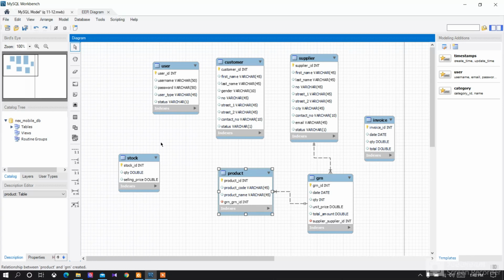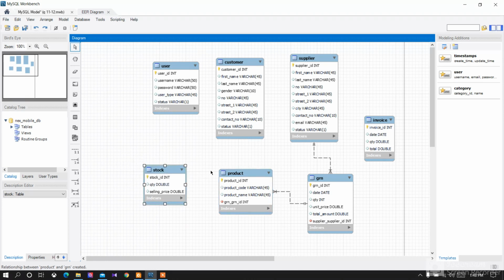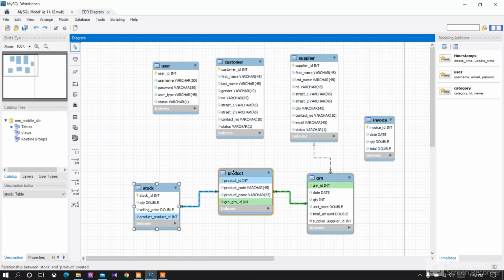So the third question, what is the database relationship between product and the stock table? So in here there will be one stock for each product. There will be a one-to-one relationship in here. Stock will have the product ID, so each stock will have each product ID.